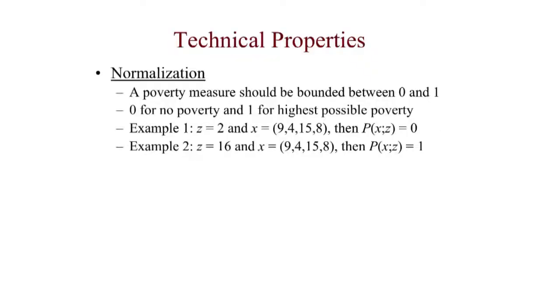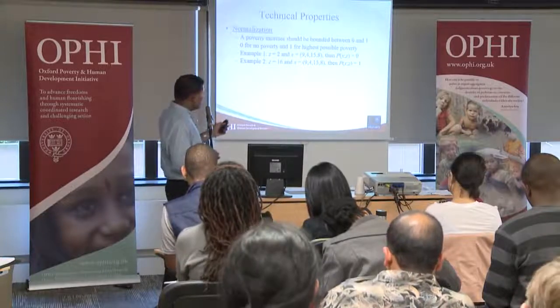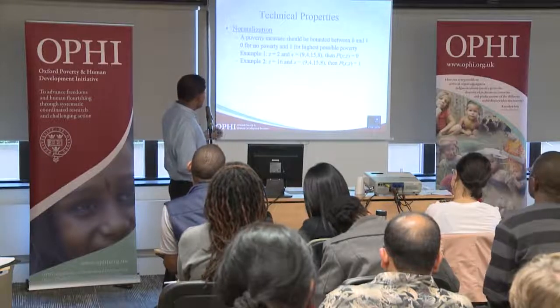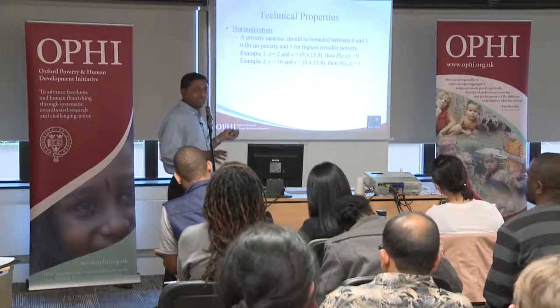And finally, the technical properties. The first one is called normalization. That means a poverty measure should be bounded between 0 and 1. This is just a regulation property, to make a poverty measure user friendly. As I said, it really is not going to be very helpful if you have a poverty measure whose value ranges from 5.56 to 79.87. It may not make a lot of sense. Okay? So in general, the poverty measures are normalized to lie between 0 and 1. So 0 for no poverty and 1 the highest level of poverty. That is what is generally done with different poverty measures.